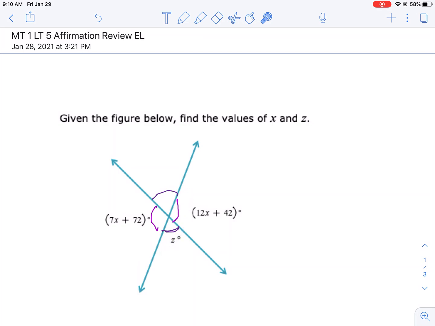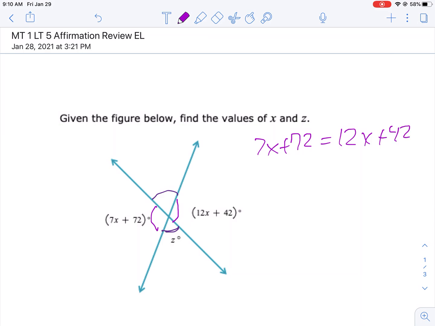Now we can't solve a single equation with two different variables, so you can't use supplementary to start with. You have to use the two angles with x. We know they're equal, so let's solve that equation. So we have 7x plus 72 equals 12x plus 42.